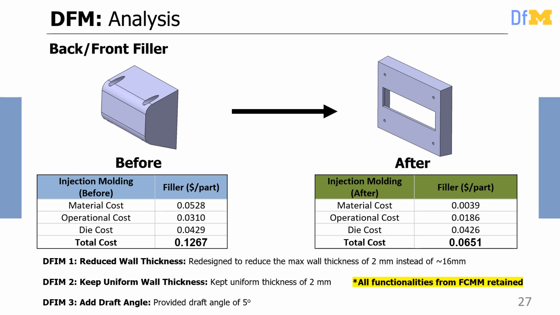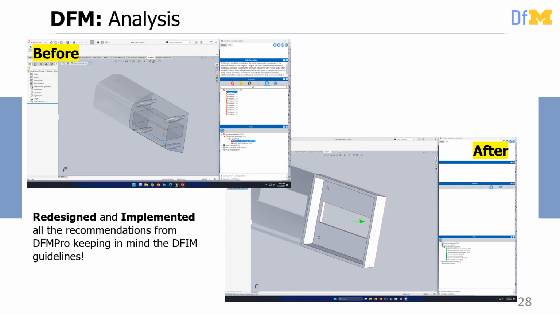The first one was that we reduced the maximum wall thickness from 16 mm to 2 mm in the redesigned component. Also, we made the wall thickness uniform across the component at 2 mm, and we provided 2 mm, 5-degree draft angles everywhere in the product. Because of this redesign, we got almost a 50% reduction in cost, and we also maintained all the functions of this component as before. This slide shows before and after DfM Pro screenshots from the software.